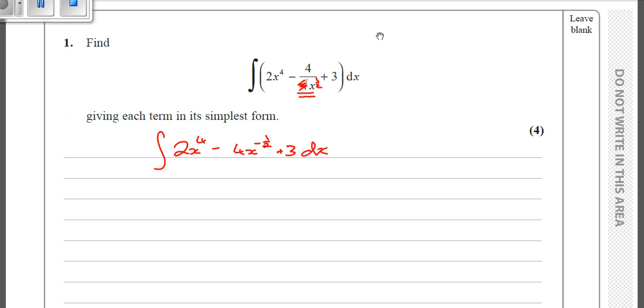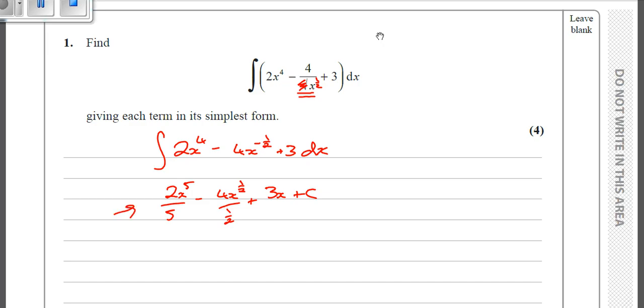When you integrate, you raise the power by 1 and divide by the power. That's going to be 4x to the power of minus 1/2 plus 1, which is plus 1/2, then you divide by 1/2. Any number, you stick an x on the end, and don't forget the plus c. Then you've got to simplify it.